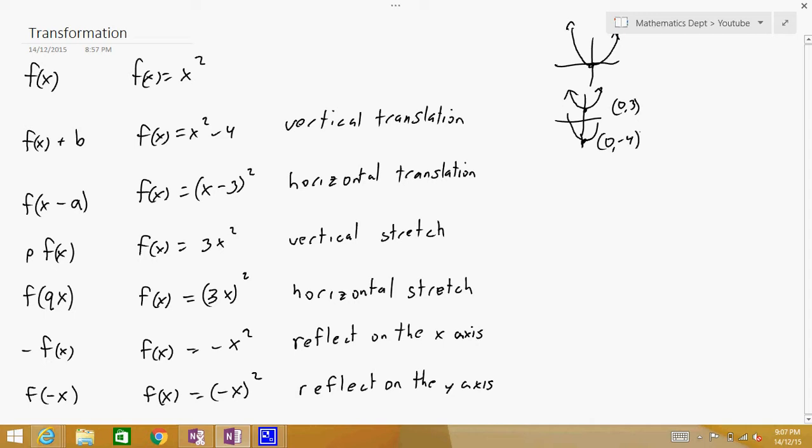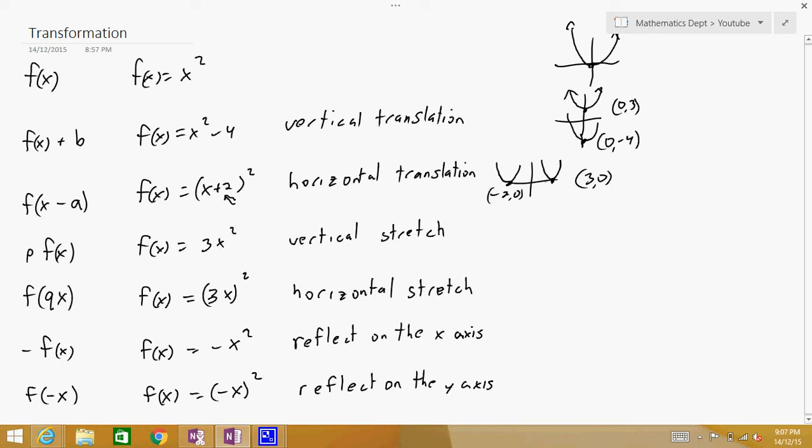The next function we're looking at is the horizontal translation, and this is when you're shifting it left and right. Just note, it is the opposite of what the sign says. So you've got x minus 3 squared. What that does to your function, it actually moves it to the right if it's minus. So for this one, we've moved it to 3, 0. If I had put x plus 2, it would have shifted to the left by 2 spaces, and I would have been at negative 2, 0.